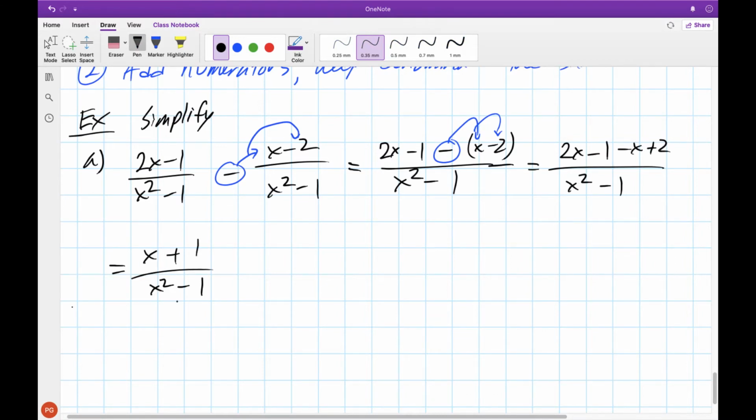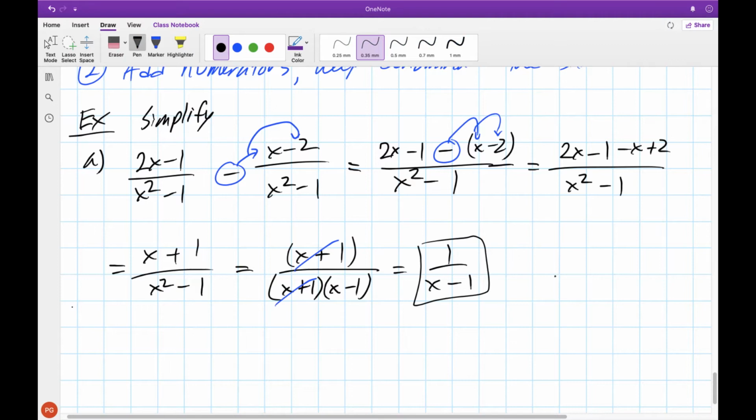Now you might think that this is our final answer, but remember, we want to make sure that our fractions are fully reduced. We can actually factor our denominator here, it's a difference of squares, and cancel out on top and bottom to get our final answer here. If you stopped before this, it is not fully simplified. This is our fully simplified answer.